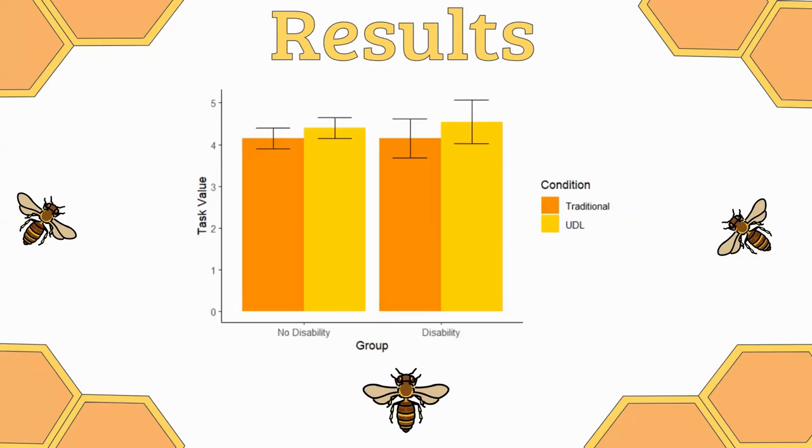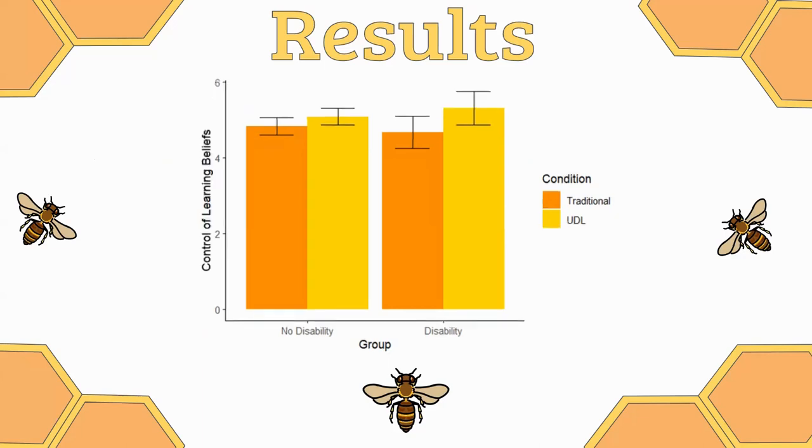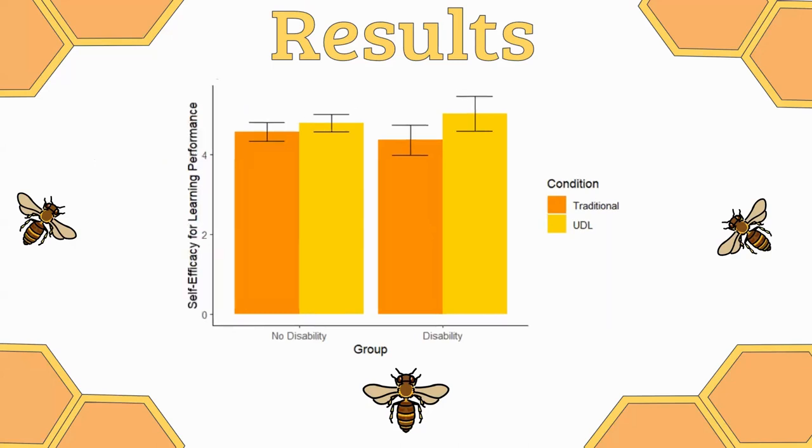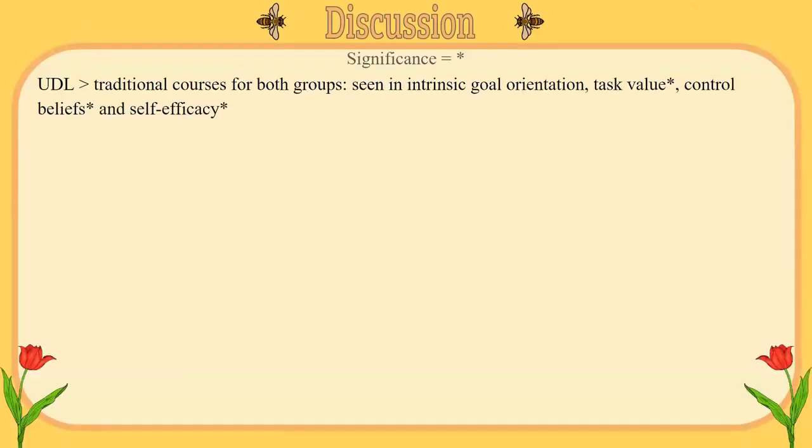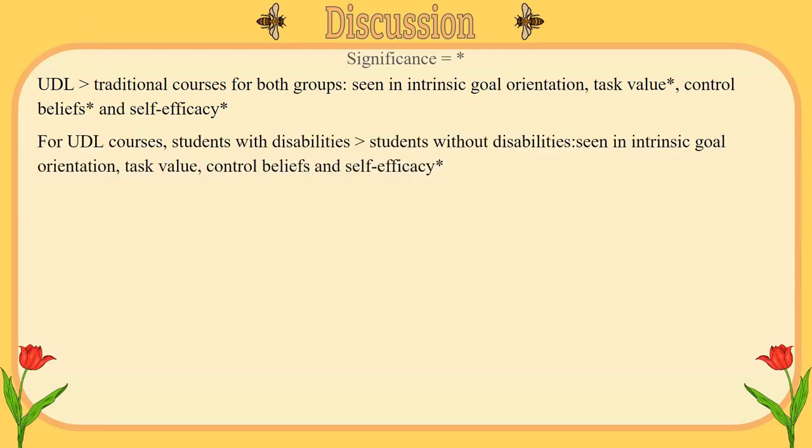For significant subscales, here are the mean scores via bar graph and confidence intervals. Task value has a main effect, as does control beliefs. An interaction and a main effect for self-efficacy, and an interaction for test anxiety are seen here. UDL scored higher than traditional courses for both groups. This was seen in intrinsic goal orientation, task value, control beliefs, and self-efficacy. For UDL courses, students with disabilities scored higher than students without disabilities. This was seen in intrinsic goal orientation, task value, control beliefs, and self-efficacy.